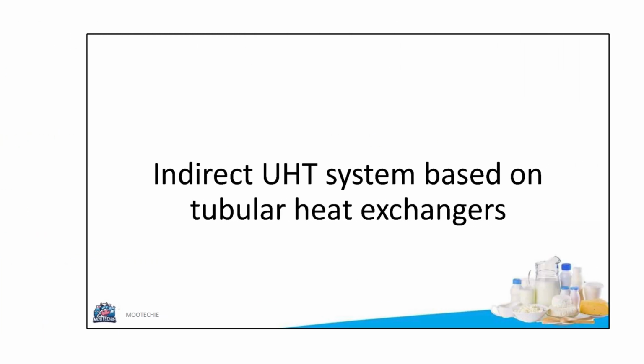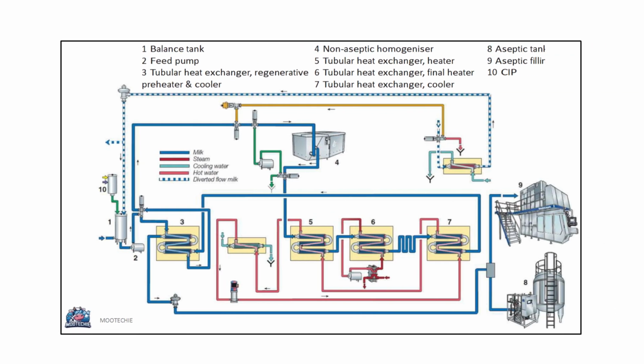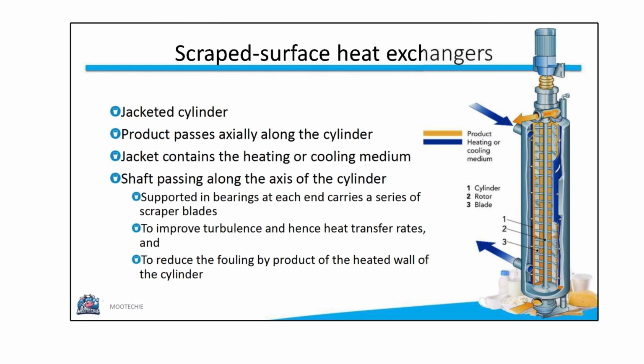A detailed diagram of an indirect UHT system, based on tubular heat exchangers, shows components like a balance tank, feed pump, tubular heat exchangers for preheating, heating, and cooling, a non-aseptic homogenizer, an aseptic tank, an aseptic filler, and a CIP system. The flow involves steam for heating, cooling water, and a diverted flow for milk that doesn't meet sterility standards. Next, we have scraped surface heat exchangers.